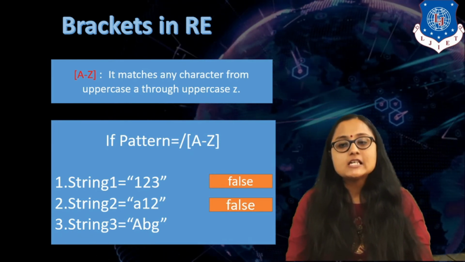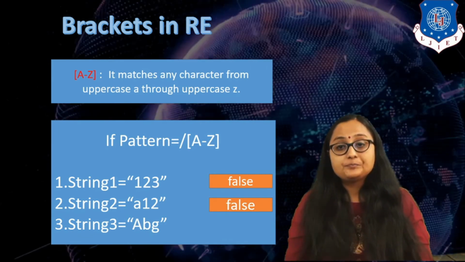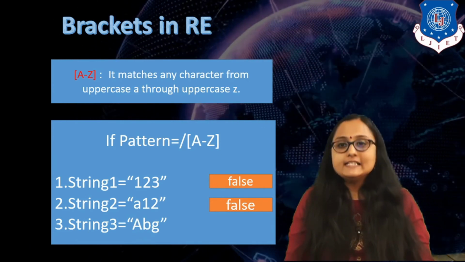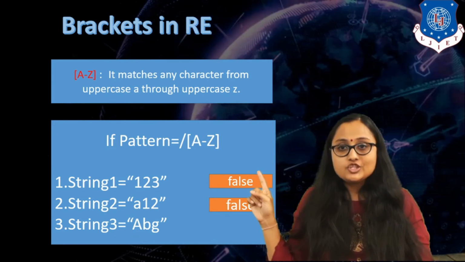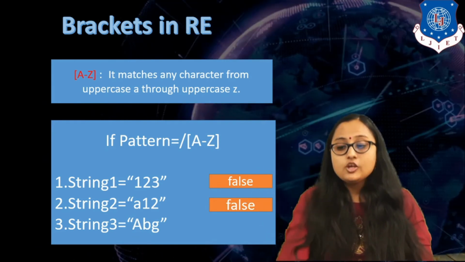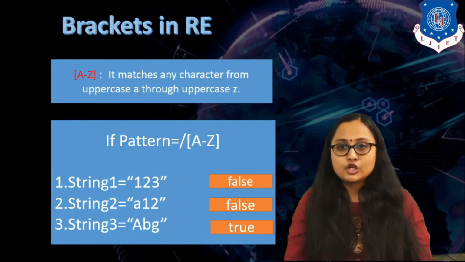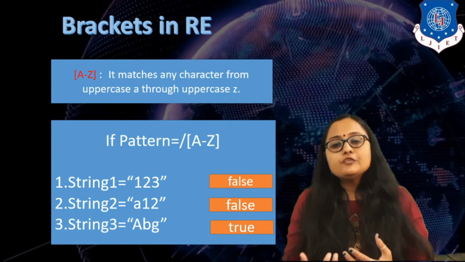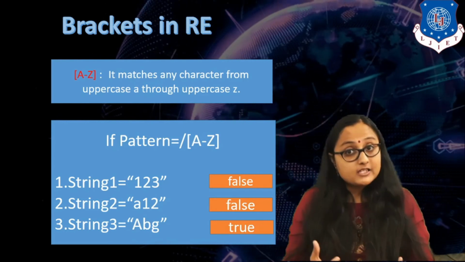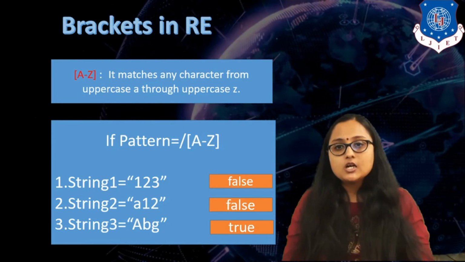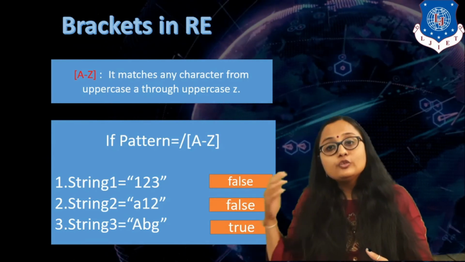And the last is capital A, B, G. Is this string valid? Yes, because it consists of minimum one character from my range capital A to Z, that is A. So this string is valid according to my pattern. Now you have seen the range from small a to small z, from capital A to capital Z. What about small a to capital Z?